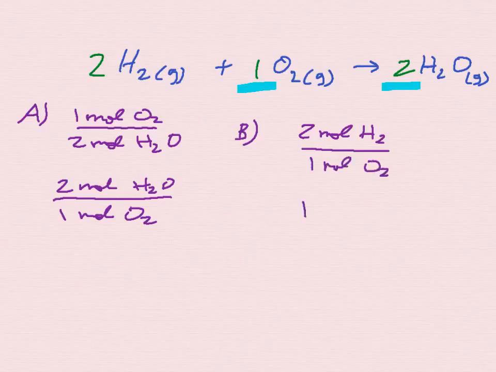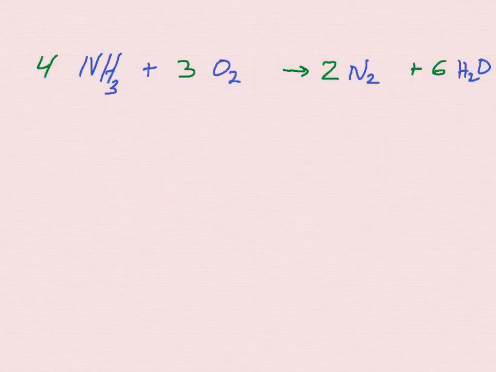Or I could write 1 mole of oxygen for every 2 moles of hydrogen. And again, it would depend on what the question's asking you to do. This will be a lot easier when you see an actual real question, not just a bunch of hypotheticals here. And examples 1 and 2 on page 6 give you actual examples. So bear with me for a few more minutes.